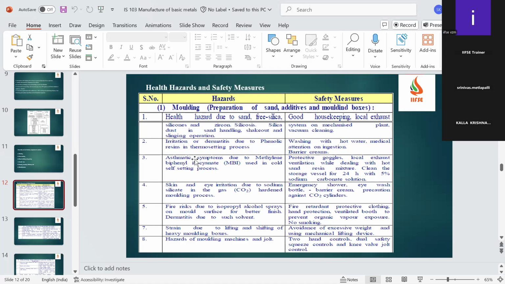Irritation or dermatitis is due to the phenolic resins and thermosetting processes. Phenolic, as a chemical, acts as a resin, like a binder, which we use for making the loose sand into a hard shape, because if it is loose sand and you pour a metal, what will happen?